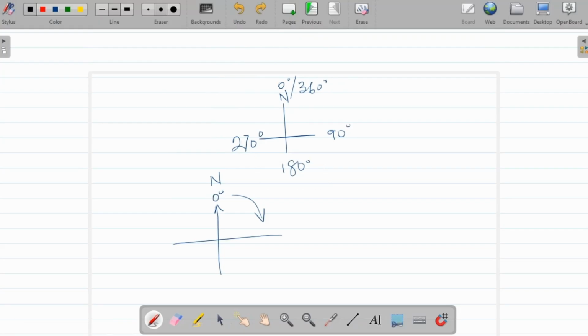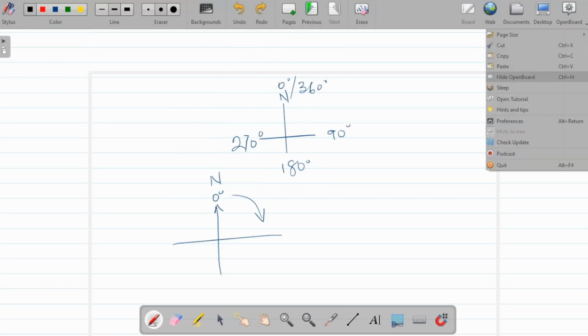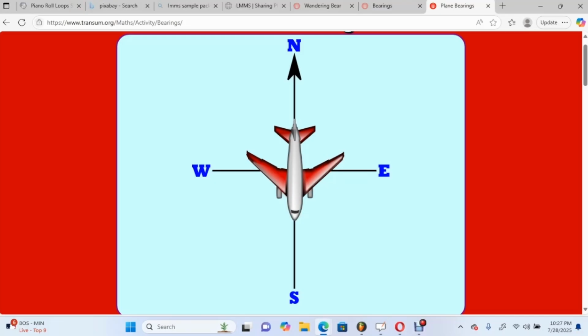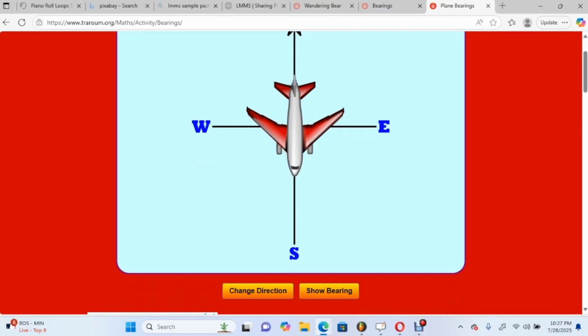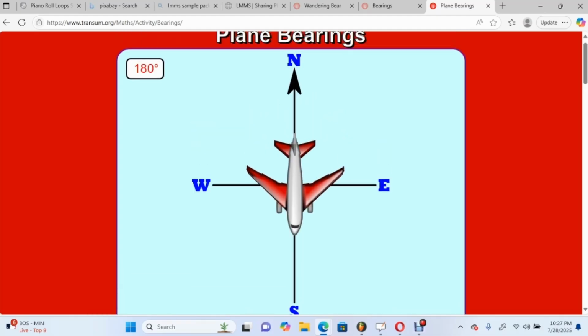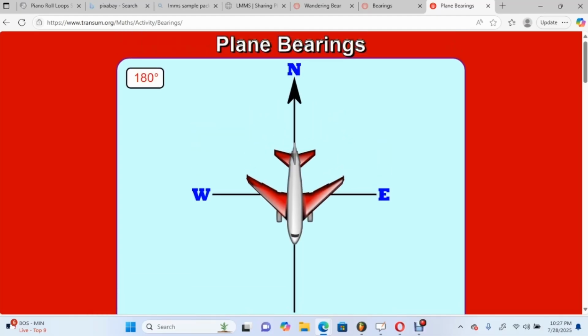And the angle is 180 degrees. Since bearings are three digits, there is no need to say a zero before it, so we will just say 180. Let's go and show the answer. Yes, you try 180 degrees.